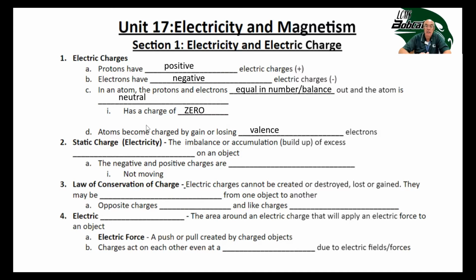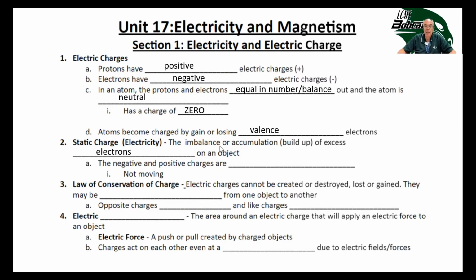Atoms become charged, and this is another review. They become charged, or ions, by gaining or losing balanced electrons. Now, this is important because electricity is the flow of electrons. So if they're going to flow and they're going to do things, then the electrons have to come from someplace.